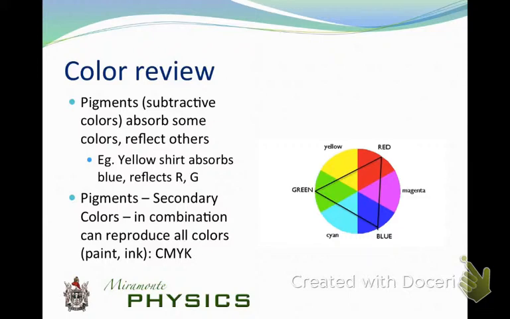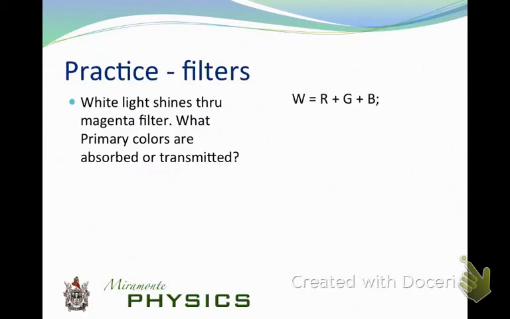Okay, pigments are subtractive. They absorb some color, so they pull some color, and then they reflect the others. So if you have a yellow shirt, it absorbs blue and reflects red and green. Pigments are secondary colors. We talk about CMY. CMY are the pigments. We throw in K because if you're dealing with an ink, then getting a really crisp black with a C, M, and Y together is really hard to do. And so they make just a pure black ink when you need black.